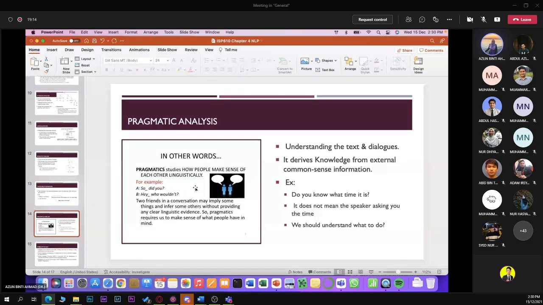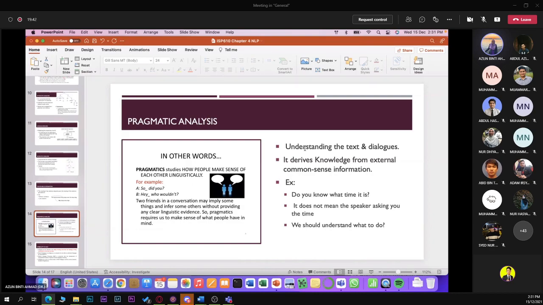And the last one is the pragmatic analysis. So this is where you need to understand the text and also dialogues, the whole paragraph or the whole documents. So kalau you nampak tadi, the process from stage 1 until stage 7. So they start dengan how to pronounce and then on the structure of the word. And then they akan tengok construction of the sentence.